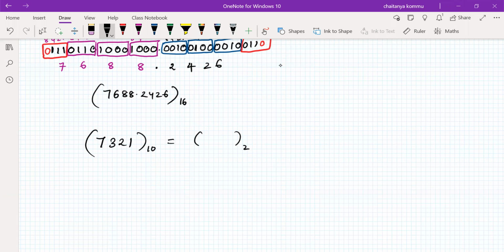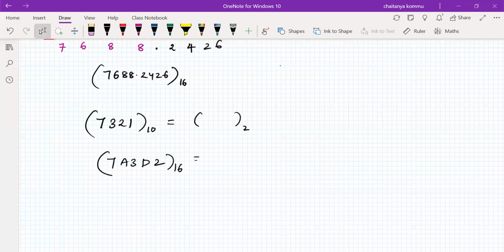For example, 7A3D2 in the 16-bit number system. So how do we represent this? Let us write here. What is the value? First, the value of 2 is 0 0 1 0. For 7 we'll write first of all: 0 1 1 1, right? What about A? A stands for 10, right?